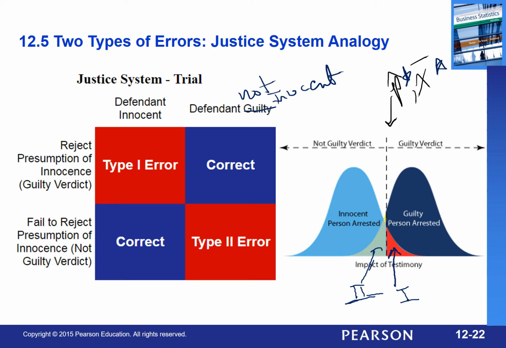The innocent person gets arrested, ends up going to jail. So guilty verdict. And then this area right here is, you know, guilty person goes free. So this is the 2. And then this is the 1, to clarify that for you on the picture.